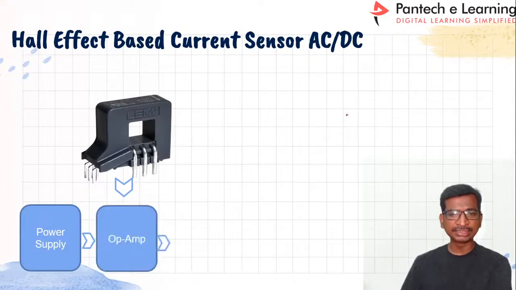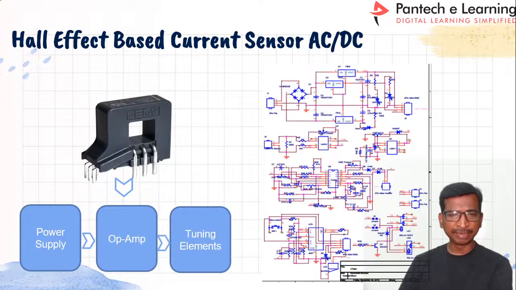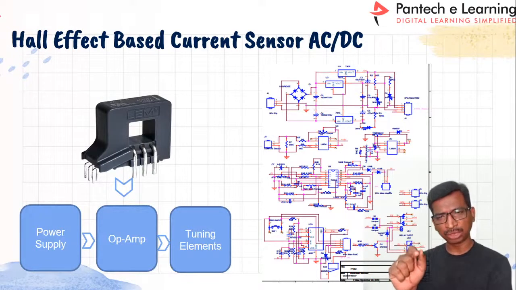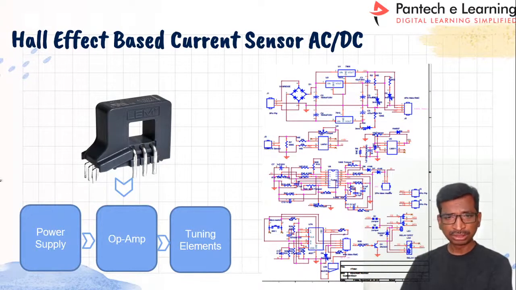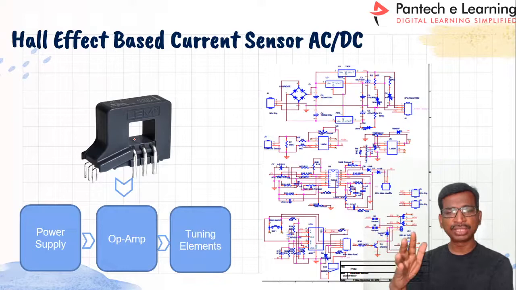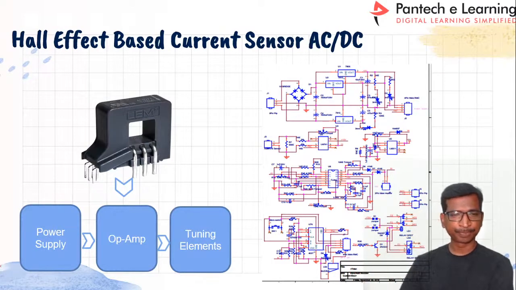See here, actually there are a variety of sensors available. We use HO10, I think so. Actually, we use HO10. So different sensors are available, like 1 ampere, 5 ampere, 10 ampere, 50 ampere, 25 ampere, 100 ampere. So in a variety of ranges, you can get different current sensors, right? So the power supply is applied, and then operational amplifier and tuning elements. So you can download the circuit from the LMS portal. So try to use this one for your applications.